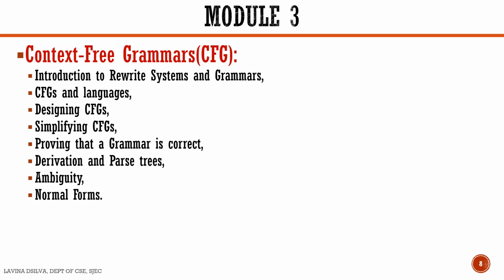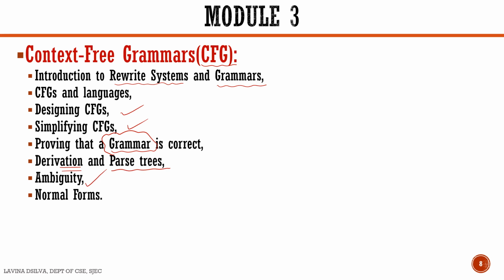In the first half of module 3, we learn about context-free grammars. That is, we learn what a rewrite system is, we learn the basic definition of a grammar, and we learn to design and simplify grammars. After that, once we are thorough with designing and simplifying grammars, we try to prove whether grammars are right or not. After that, we go into the concept of deriving grammars. Then there is also the concept of parse trees, a tree-like structure in which you write the grammar.